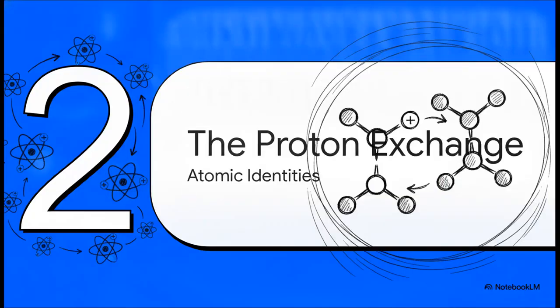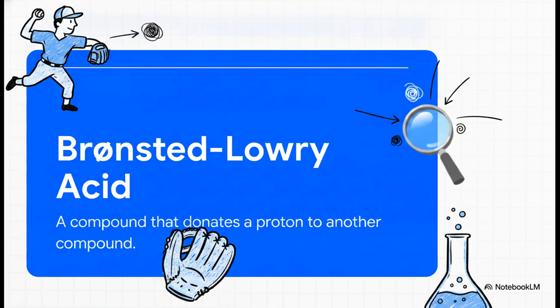Moving right along to Section 2, the proton exchange. Back in 1923, scientists Johannes Bronsted and Thomas Lowry came up with this brilliant, modernized way to define an acid. They called a Bronsted-Lowry acid a proton donor. Now, when we say proton in this specific context, we're actually talking about a hydrogen ion.